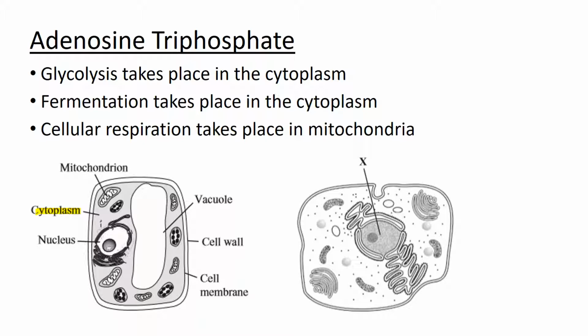Cellular respiration takes place in the mitochondria. So here we have our mitochondria. This is an animal cell where we have our mitochondria. That's where cellular respiration takes place. Glycolysis and fermentation don't take place in the mitochondria. They take place outside of it.